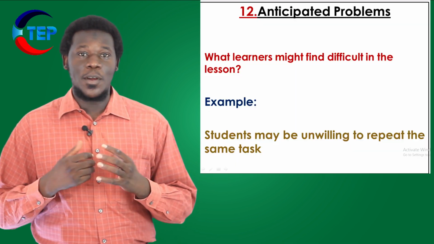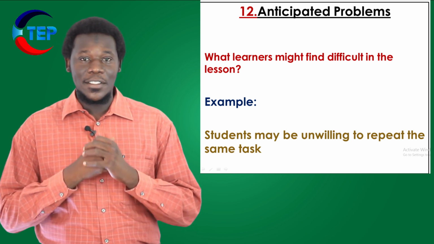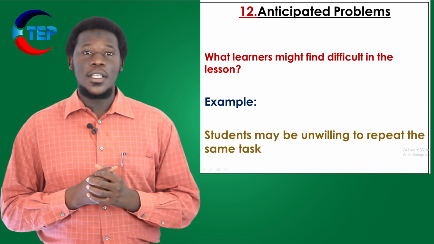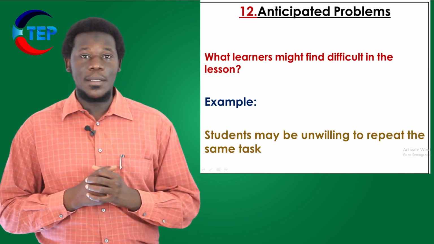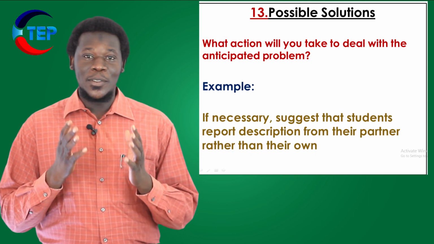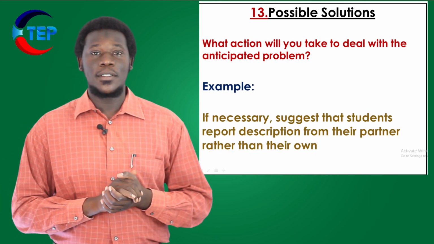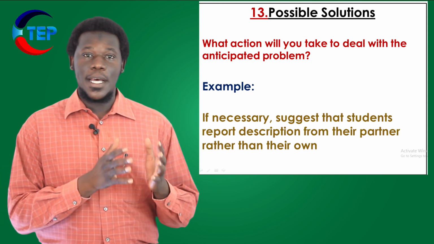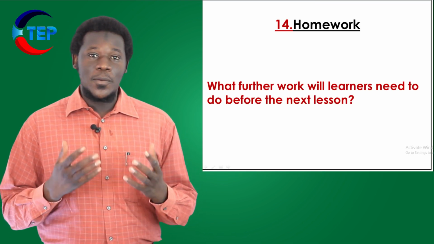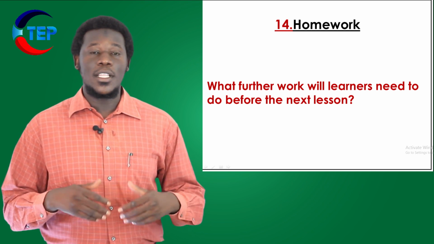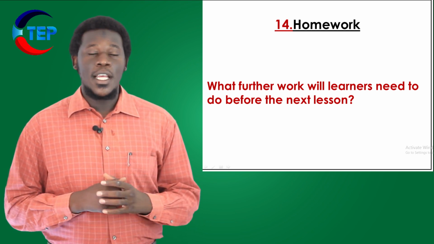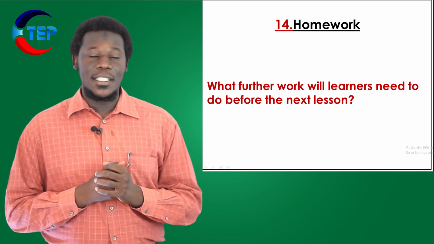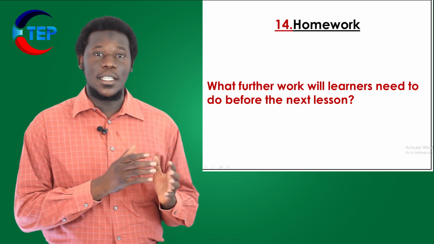Number 12, anticipated problems. What do we think students might find difficult in the lesson? For example, students might be unwilling to repeat the same task in this lesson. Number 13, possible solutions. What actions will you take to deal with the anticipated problems? For example, you might suggest that learners report the task of their partners rather than their own. Number 14, homework. What further work do students need to do before the next lesson? For example, students might be given a task to classify adjectives for personality and appearance.